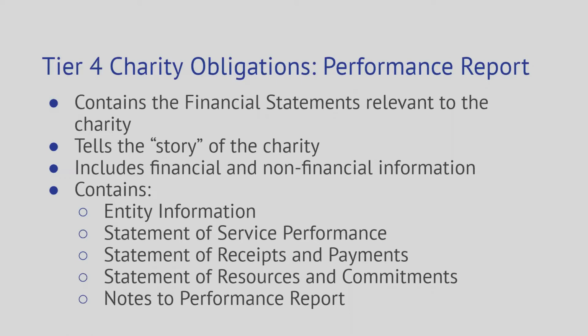However, it is good practice for a charity to have a process to ensure the money that they handle is being used correctly. The performance report tells readers the story of the charity. This is where readers will learn more about the charity, since they can get both financial and non-financial information. The five parts of the performance report are the entity information, statement of service performance, statement of receipts and payments, statement of resources and commitments, and the notes to the performance report.